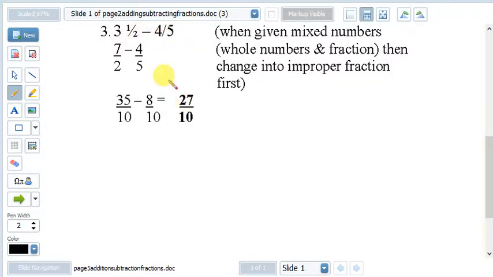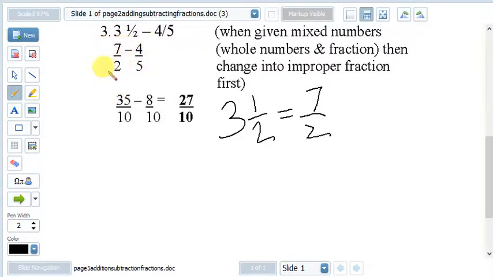And how we change a mixed number into an improper fraction. It's basically called an improper fraction because it's more than 1. Okay, so what we do is we say the big 3 times the denominator, which is 2. 3 times 2 is 6, and then we add on the numerator, so that makes 7 over 2. So 7 over 2 is the same as 3.5.